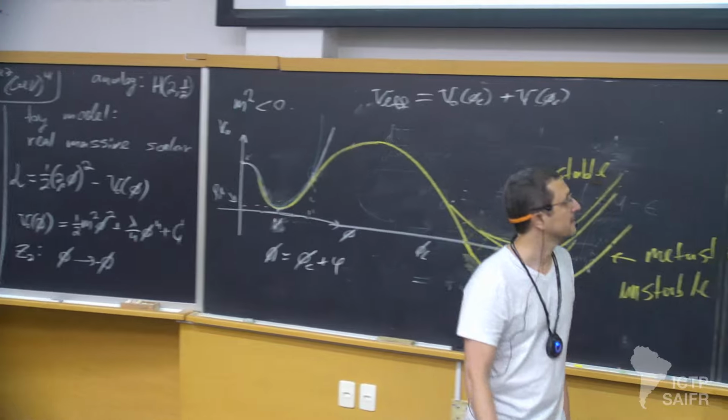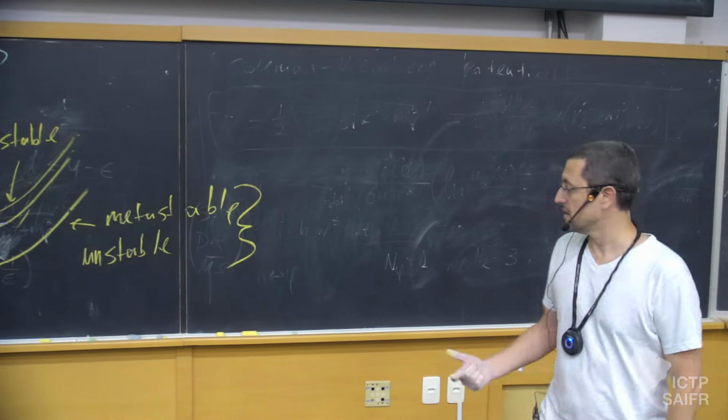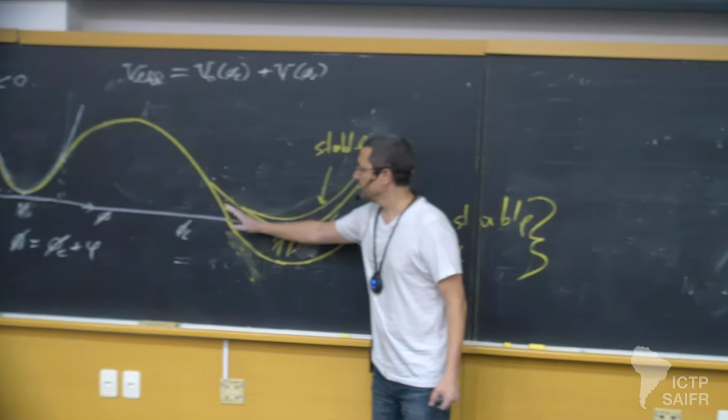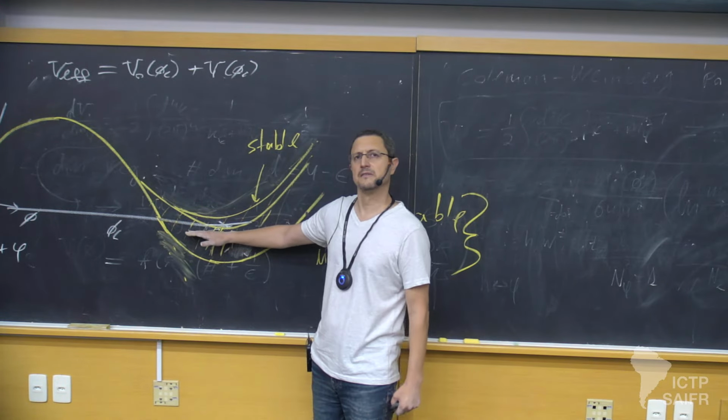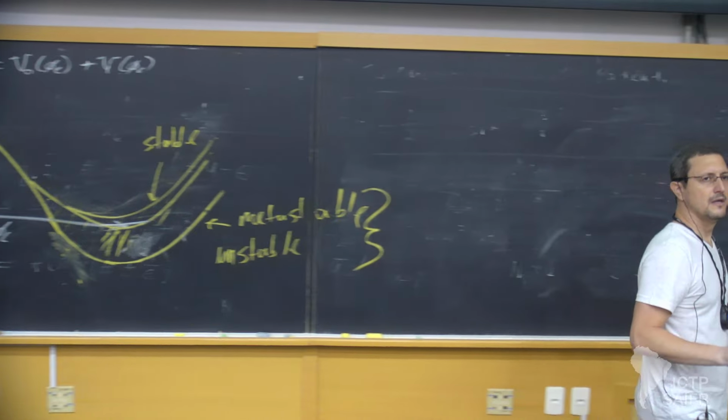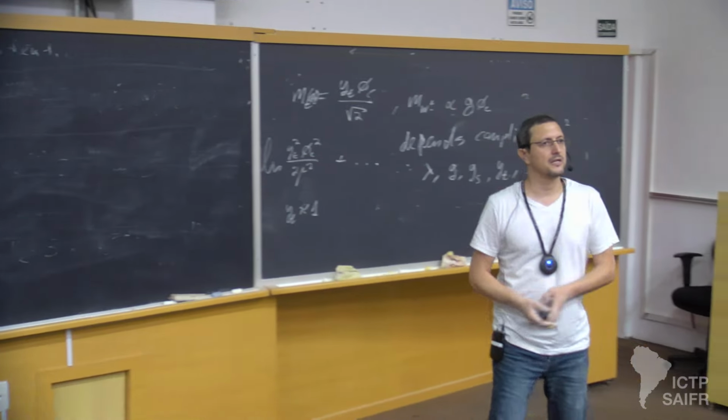I'll explain more next time. That's unstable. And metastable means the remote vacuum is a little below us, but the barrier is big enough that you will tunnel eventually, but it will take much more time than the age of the universe.